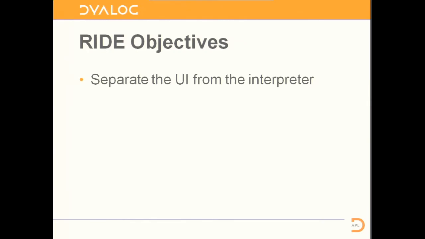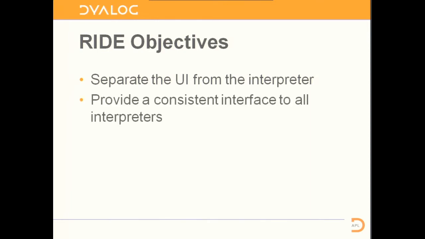Okay, so the objectives of RIDE then are to separate the user interface from the interpreter. That's good for us. It means that it's easier for us to distribute our code development amongst our developers. It's good for you because it means we can provide a more consistent interface across all of the platforms that we want to use. We can provide a UI on those platforms now where we don't have Win32.